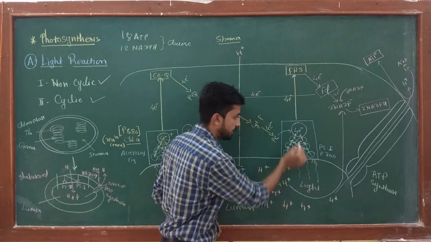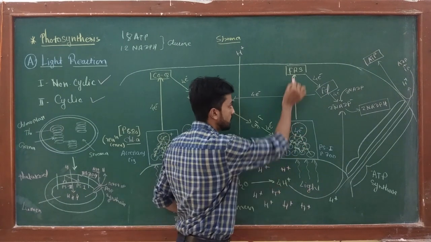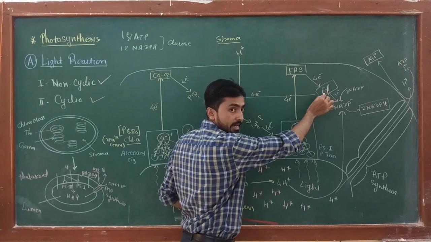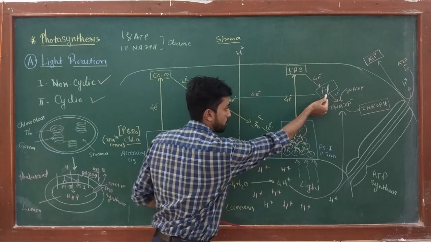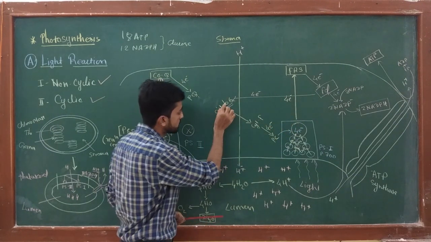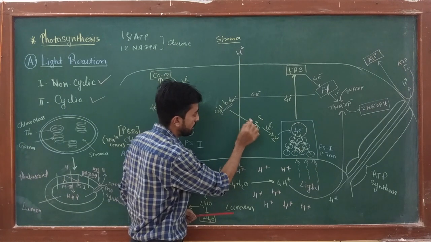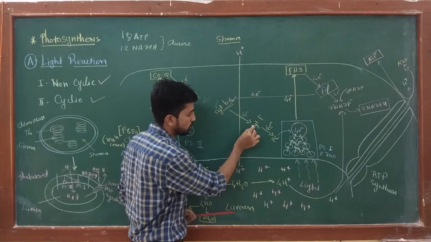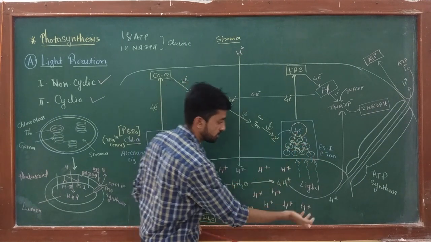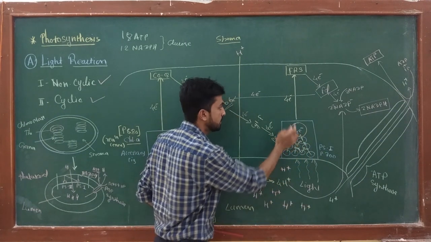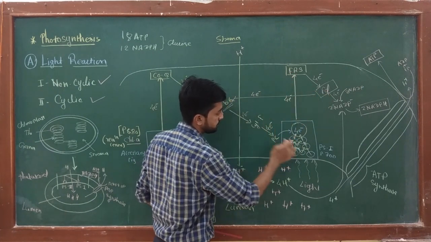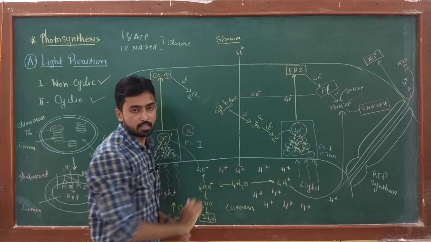When light energy excites electrons from photosystem 1, they transfer to the reducing substance and are accepted by ferredoxin, and from ferredoxin they come back towards cytochrome b6. From cytochrome b6 they transfer to cytochrome f, from cytochrome f to plastocyanin, and from plastocyanin again to photosystem 1. From photosystem 1, light will again excite them, they transfer towards FRS, ferredoxin, and this cycle continues. This is called cyclic flow.